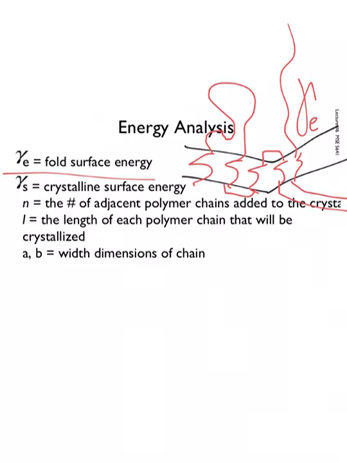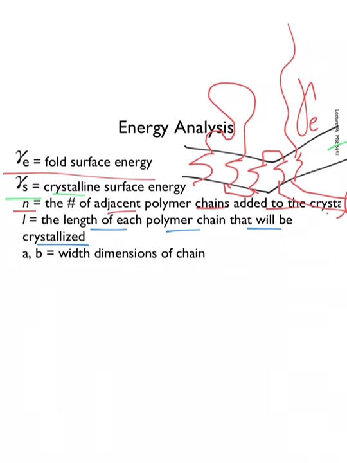On the other hand, we have gamma sub S, which is the side of the unit here. And this is what we're familiar with when we think about polymer crystals. Everything's nicely organized. Structurally everywhere it's the same, no matter where we look, and that has gamma sub S. It's much more comfortable with this because it's a much better defined energy. And what we're looking at, as we add these blocks, is N, which is the number of adjacent polymer chains added to the crystal. And then L is the length of each polymer chain that will be crystallized.